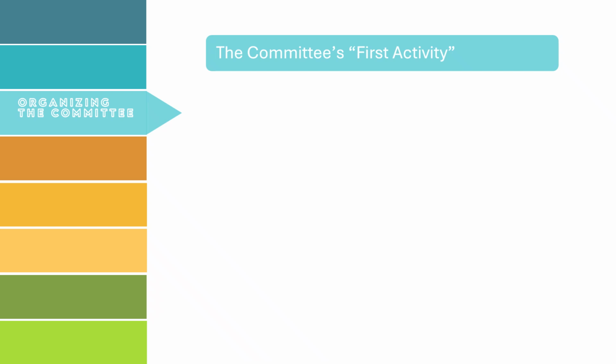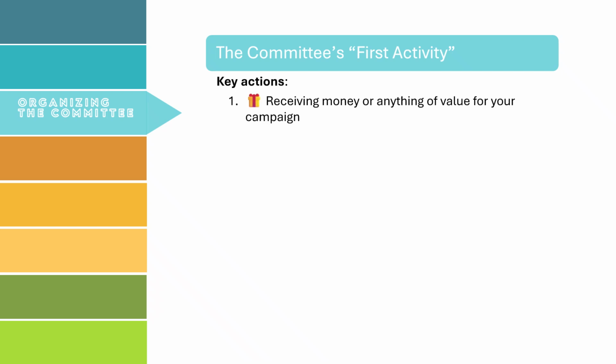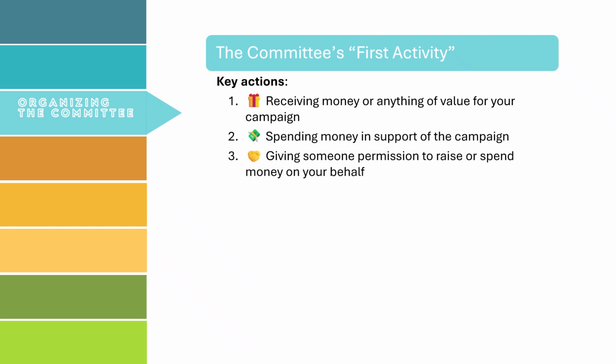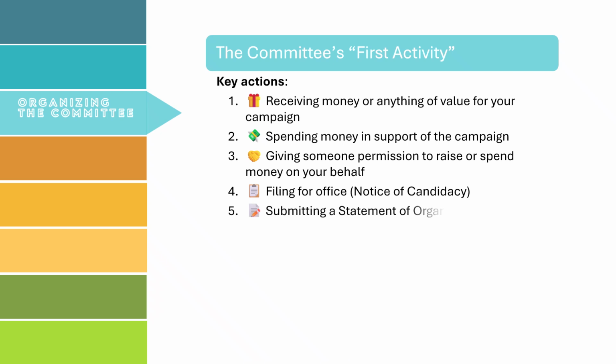The North Carolina State Board of Elections defines a committee's first activity as any of the following key actions, whichever comes first: receiving money or anything of value for your campaign, spending money to support your run, giving someone permission to raise or spend money on your behalf, filing for office, which includes submitting your notice of candidacy, or submitting a statement of organization for your committee.